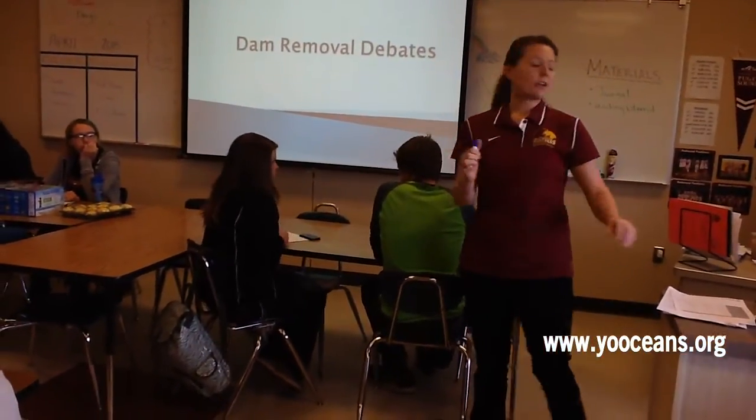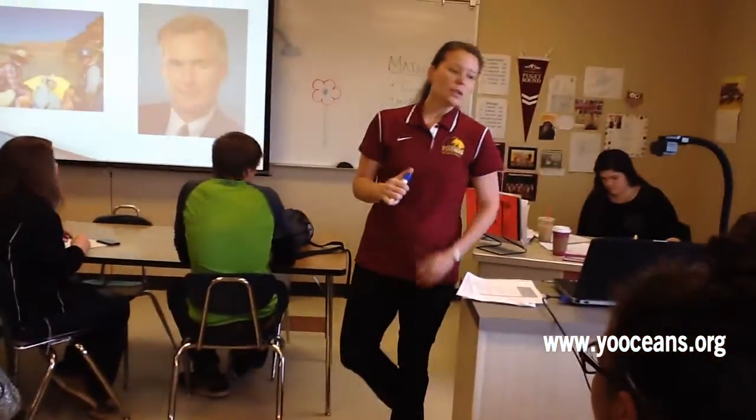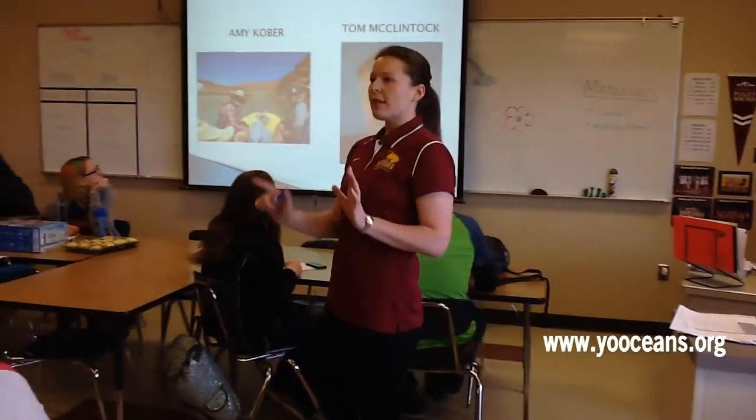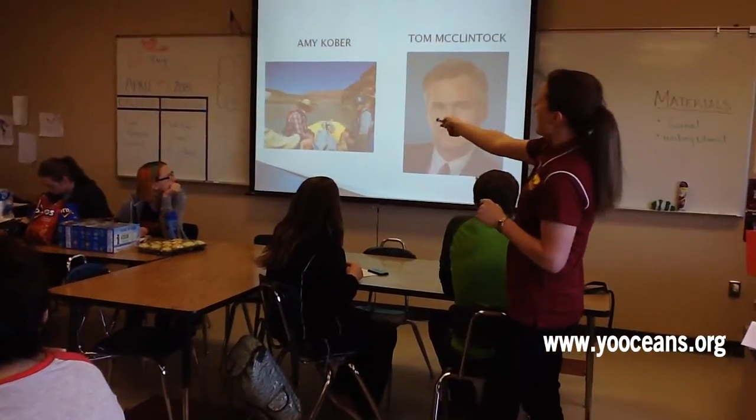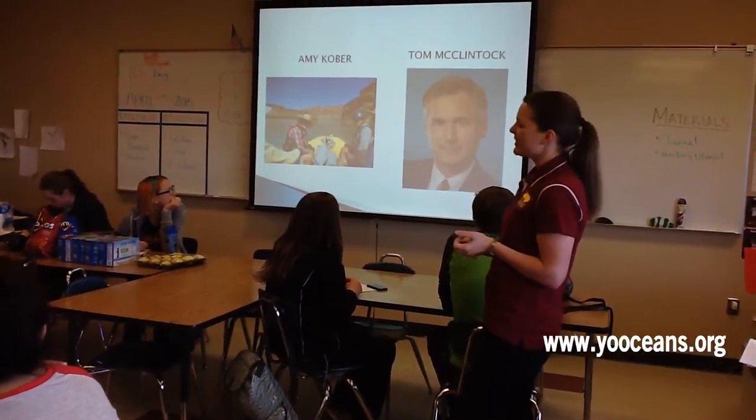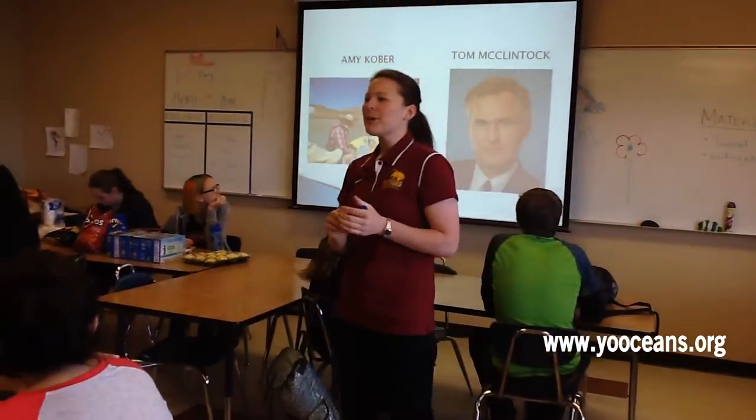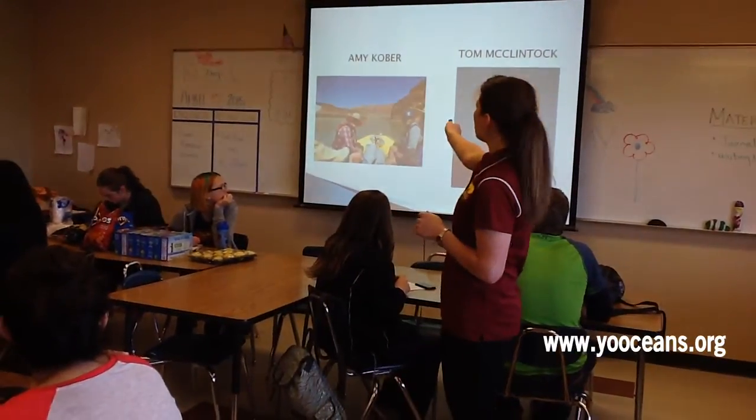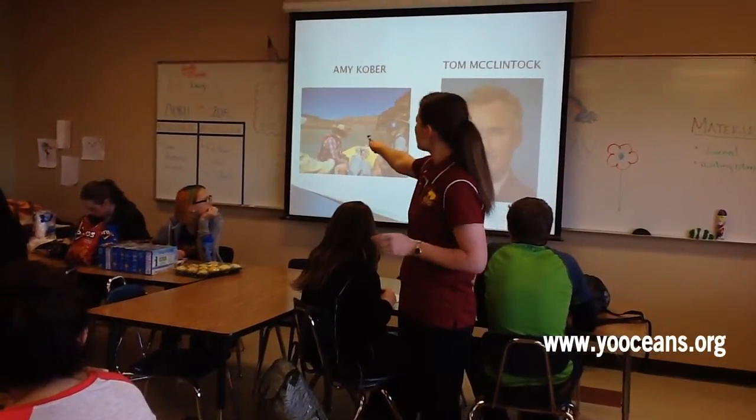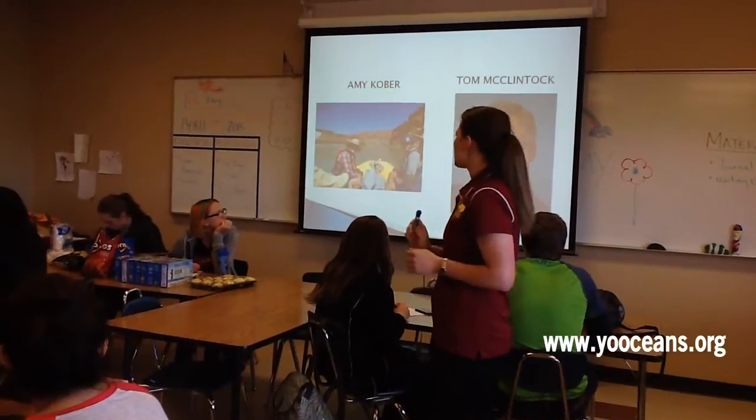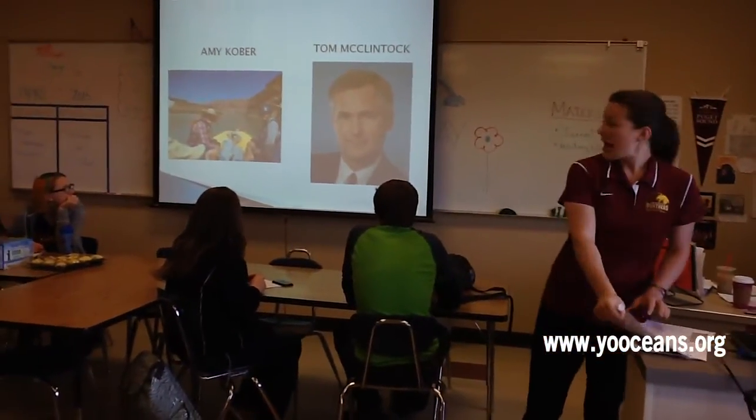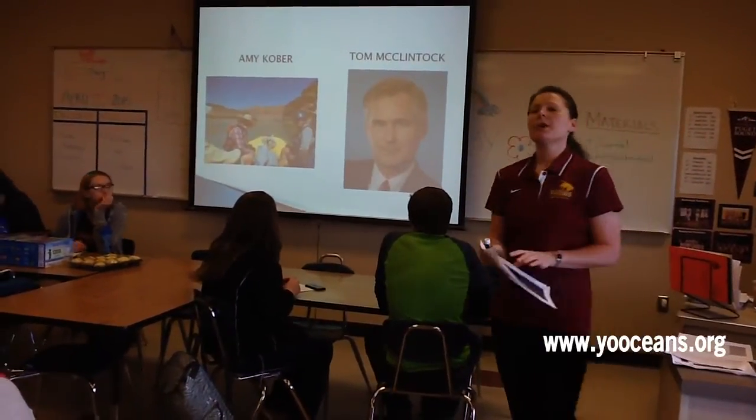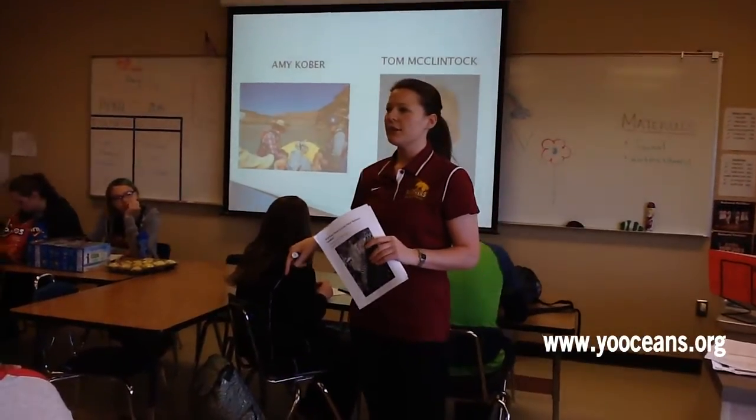So here are the instructions. You will get with a partner when I say go. You and your partner will take on the personas of either Amy Kober or Tom McClintock. As you know, Amy Kober is an environmental activist on the left. She's in the plaid shirt. And then on the right, as per the article, we have Tom McClintock, who is the Senator of California.